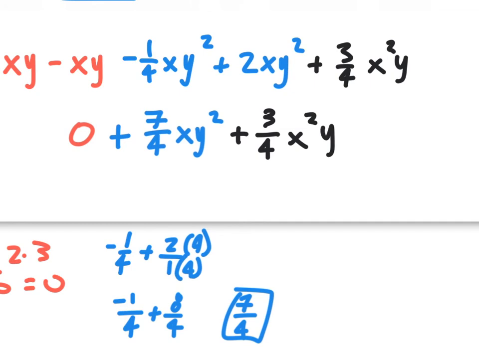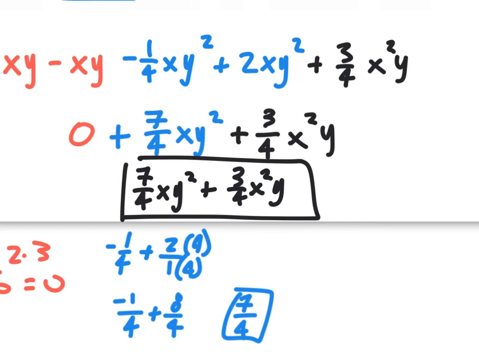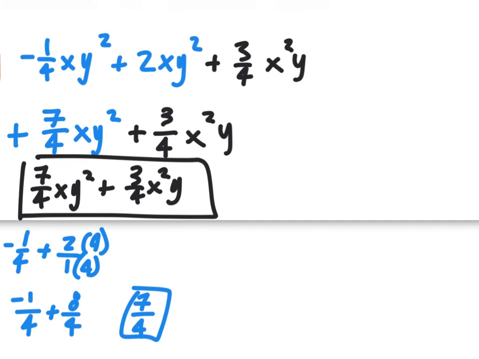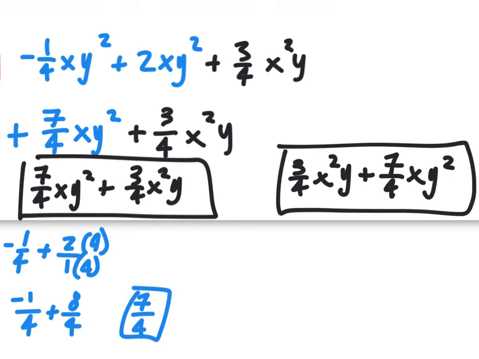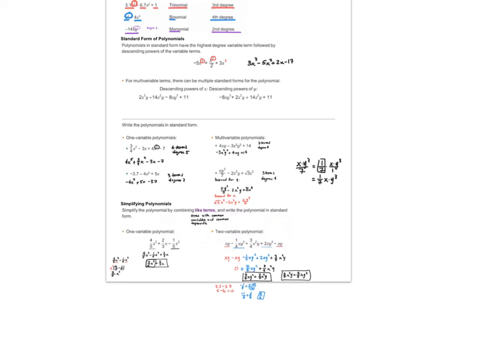Now, do we need this zero out front? No, we don't. So I'm just going to write this, and we can write it a number of ways. I can write this as 7/4 x y squared plus 3/4 x squared y. That's one way of doing it, seeing as though my y values go in descending order. Now, I could rewrite this another way and make it so that my x values go in descending order, and I could rewrite it as 3/4 x squared y plus 7/4 xy squared. And we're just combining those as like terms.